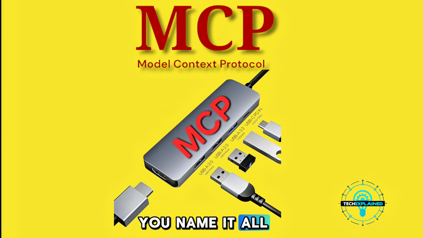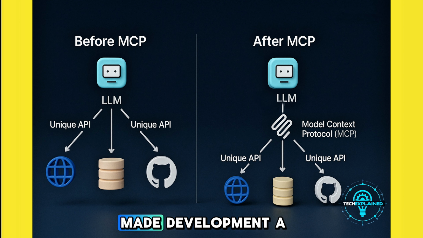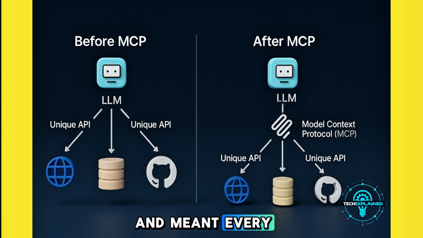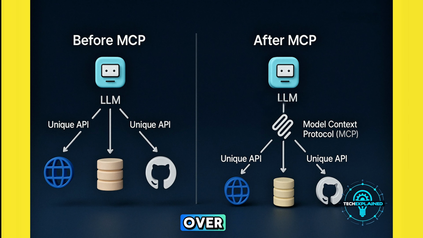Okay, but why do we need it? Here's the problem we had before MCP. AI models had to be hardwired, like manually integrated, into every external tool or data source they wanted to use. Want to access an API? Custom code. Need to fetch something from a database? More custom code. It was like needing a different charger for every device. Not fun. It slowed everything down, made development a nightmare, and meant every time you wanted to switch tools or use a different model, you were basically starting over.